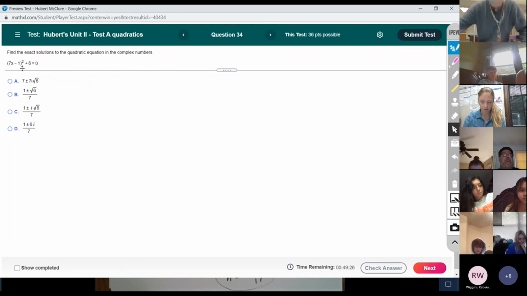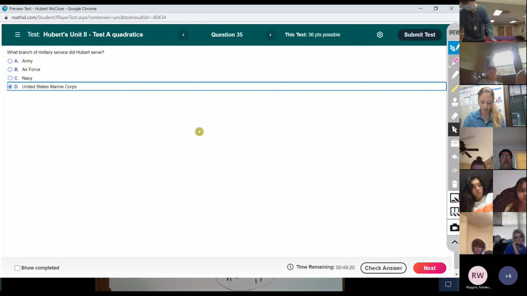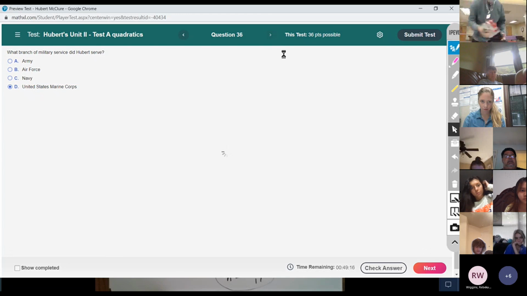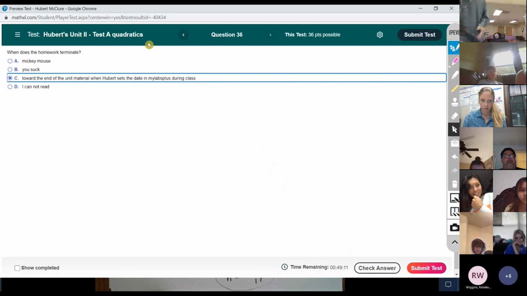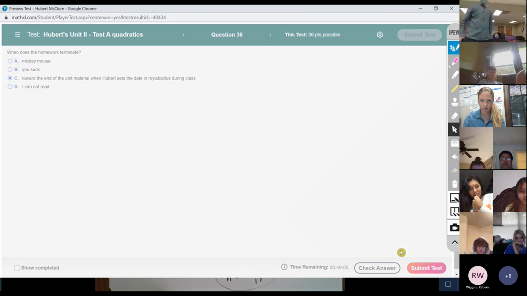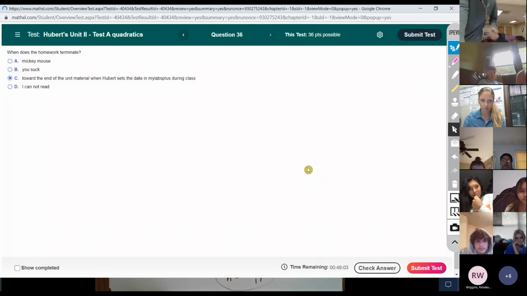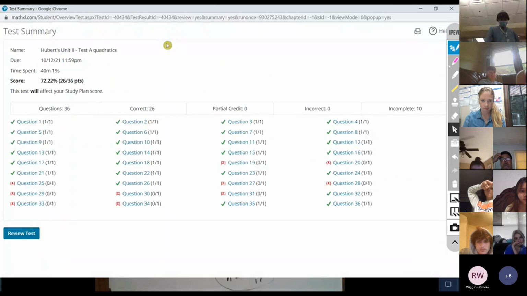Find the exact solution, solve for x. And 2 of y'all got that wrong on the last test. It's pretty sad. When does the homework terminate? Toward the end of the unit. And I didn't answer 2 or 3 questions, but let's see how much I got. I made a 72, and there were about 6 or 7 questions I didn't answer.